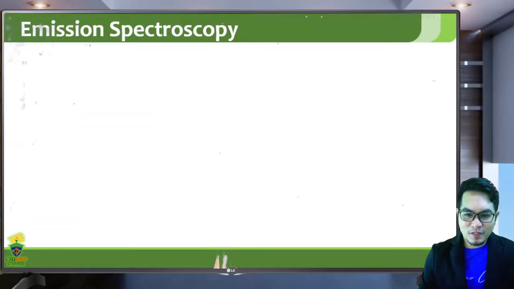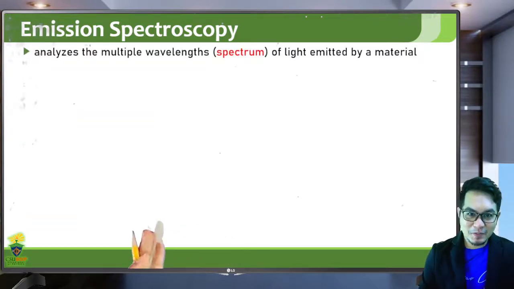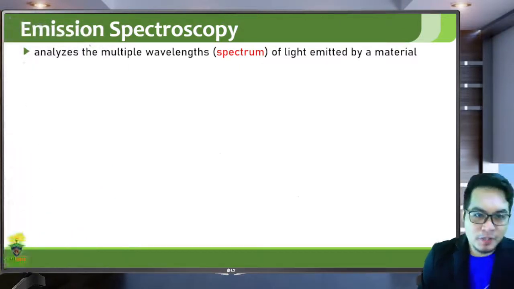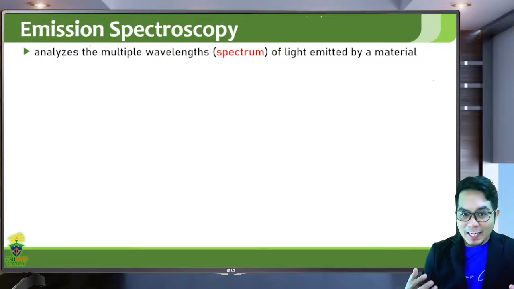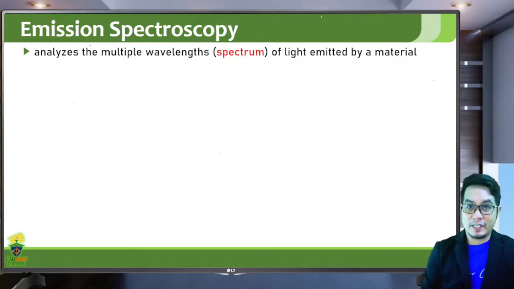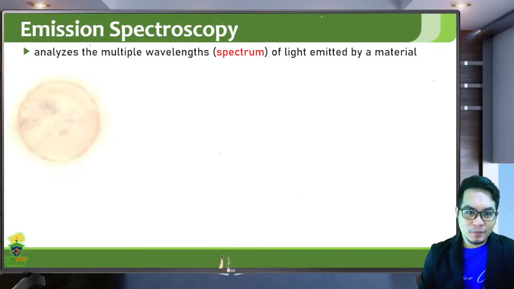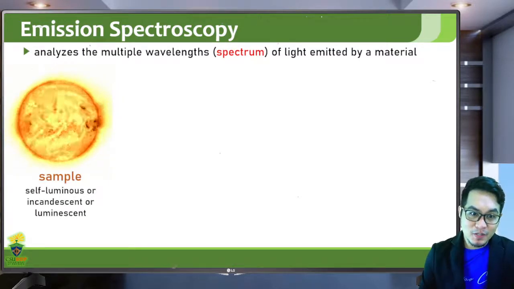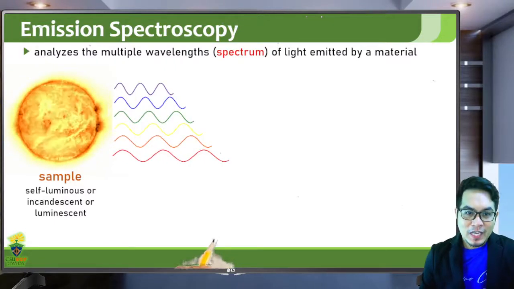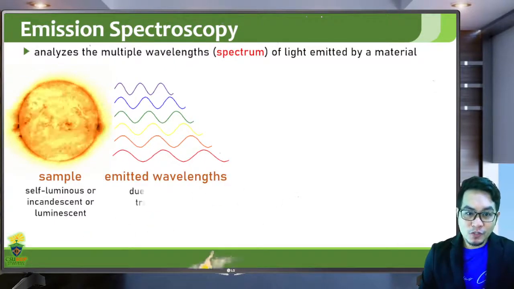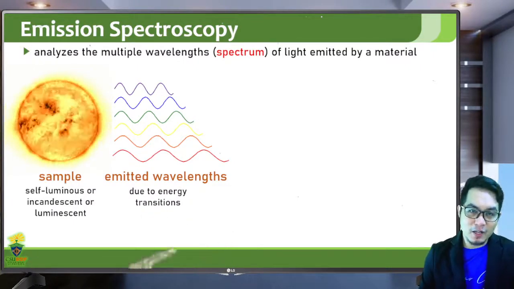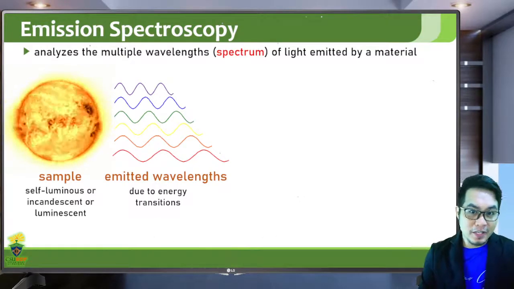So moving on to emission spectroscopy, which is our topic for this lecture. Emission spectroscopy basically analyzes or studies the spectrum of wavelengths of light emitted by a material. So you have a sample. Your sample could be self-luminous or incandescent or luminescent, and it will emit light. These emitted wavelengths are due to energy transitions. It can emit red, orange, yellow, green, blue, violet light, or even infrared or UV light.